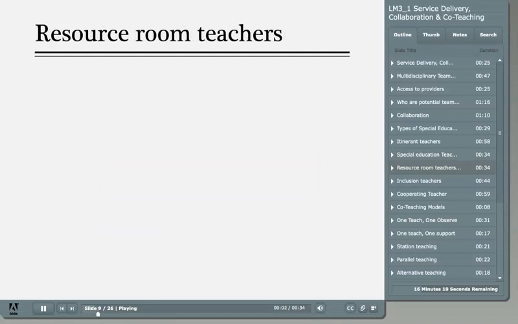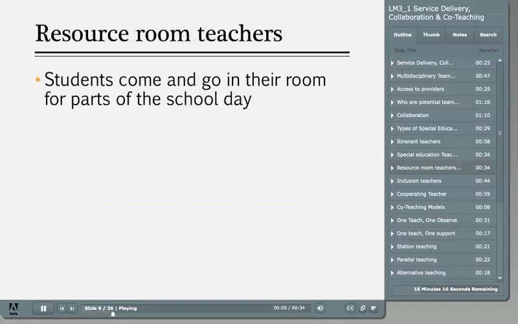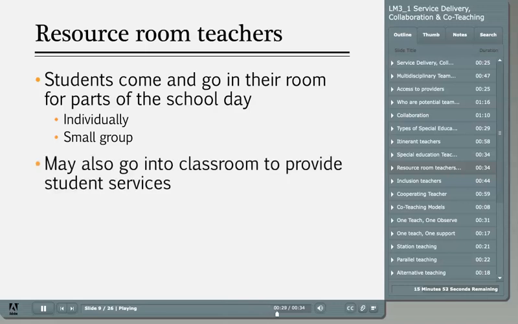Resource room teachers have students with disabilities come and go into their room for parts of the school day. For example, a child may leave the general education classroom environment and come to a resource room for a couple of hours each day to receive some special instruction, perhaps with a small group of 4 or 5 other students, or maybe individual tutoring. The point is, resource room teachers work with children who come and go from the resource room and the general education classroom.